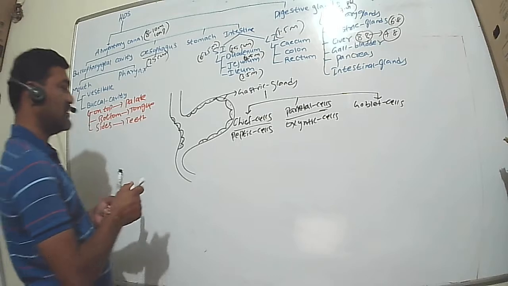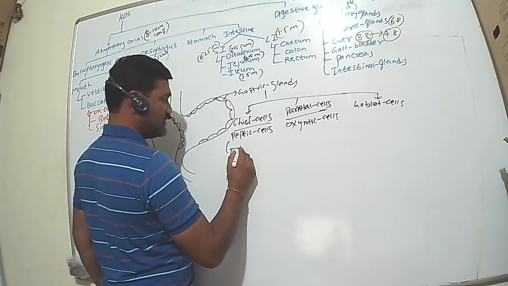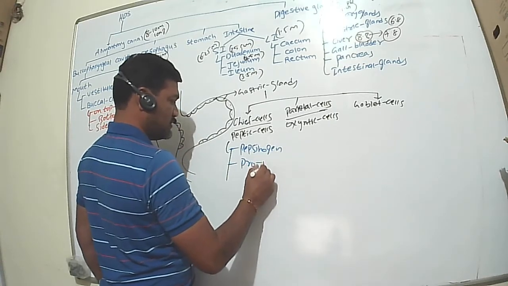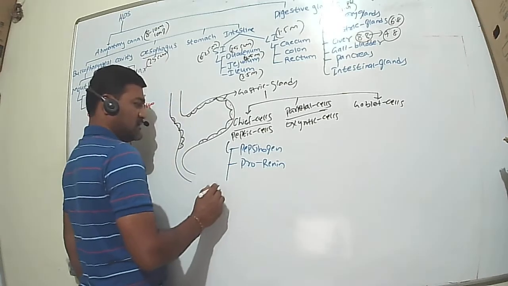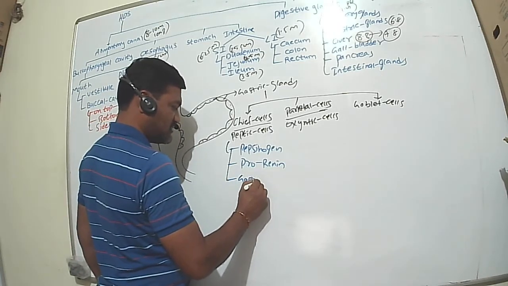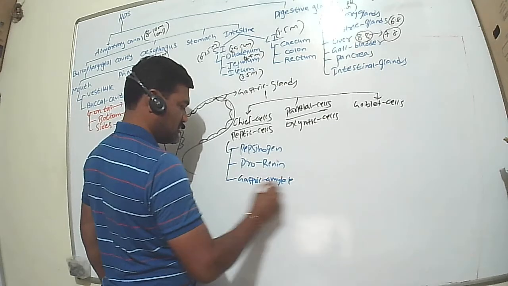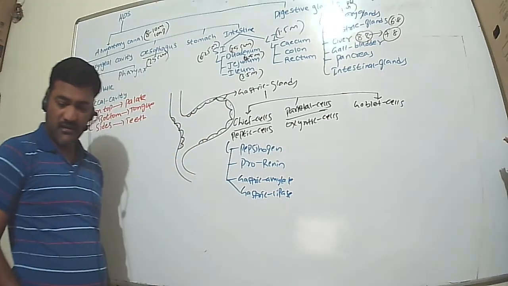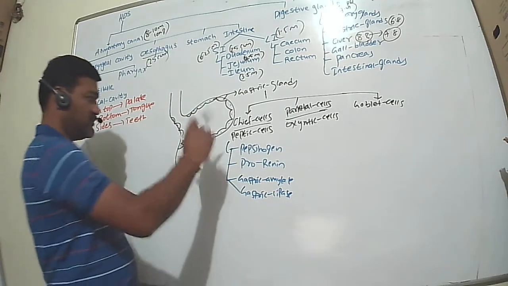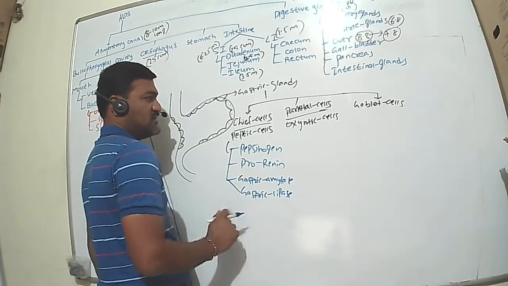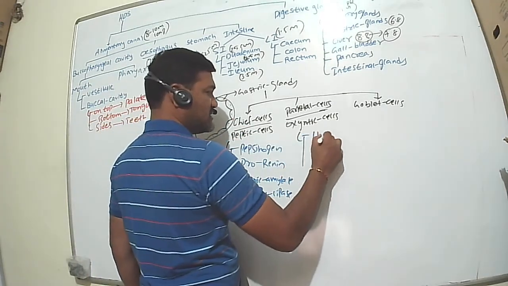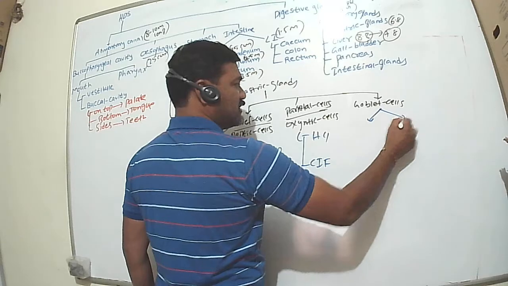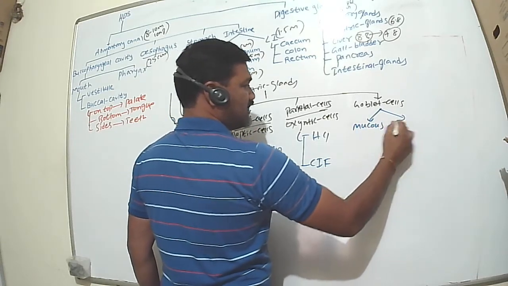in the gastric glands, they release pepsinogen, they release prorenin, and some enzymes like gastric amylase and gastric lipase. In the chief cells we release all these enzymes, whereas the parietal cells or oxyntic cells release HCl and Castle's intrinsic factor, whereas the goblet cells release mucus and bicarbonates.